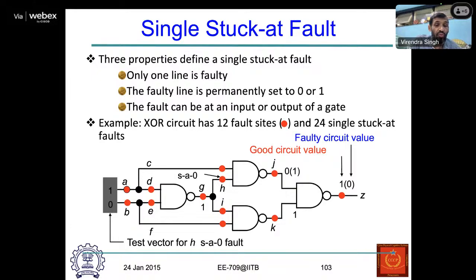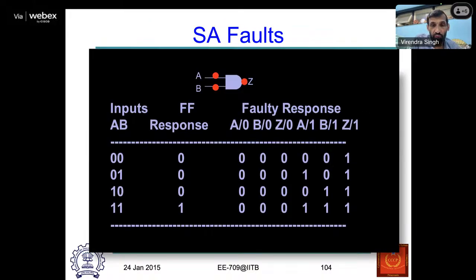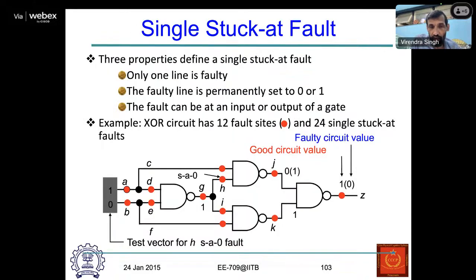They are not the same. There may be a fault at the stem, but that same fault may not be there at the branching points. So in this there are 12 faults, and when I want to test, I have to target each and every fault and generate the test vector for that, and these generated test vectors have to be applied on the individual circuit.